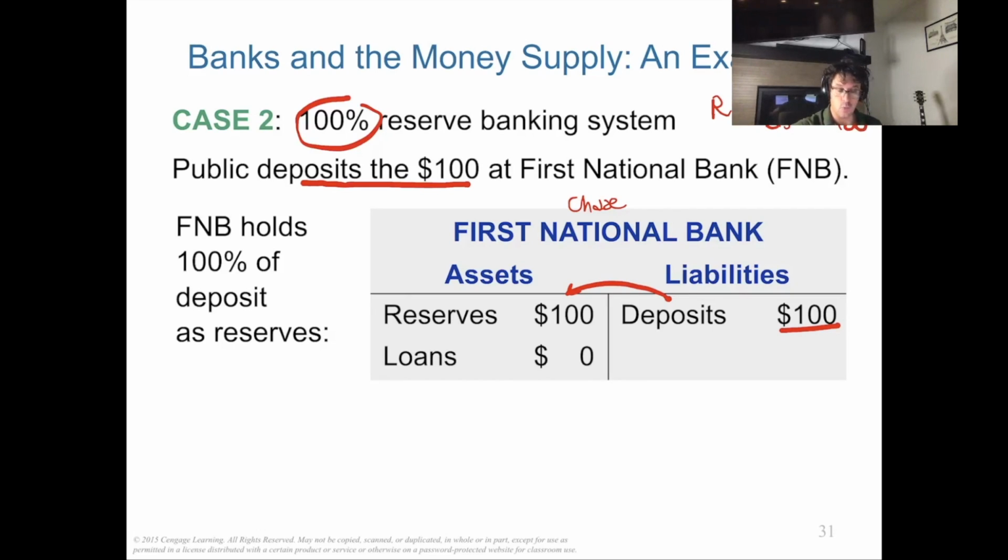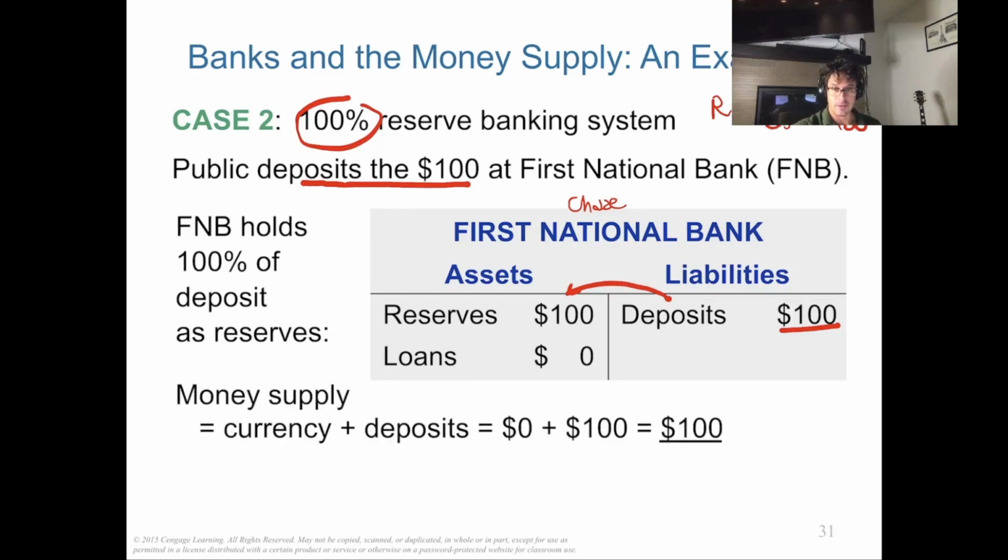So in this case, what is the money supply? Well, the money supply is given by currency plus demand deposits. Now, in this case, all the money is held in terms of deposits. So the total money supply is 0 currency and 100 deposits. So in total, the money supply is $100.